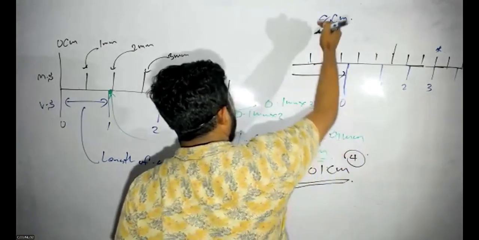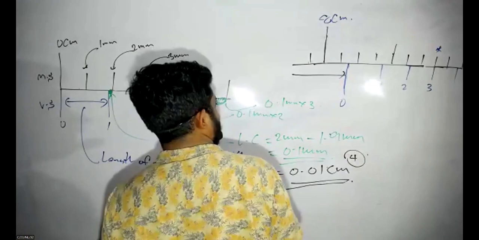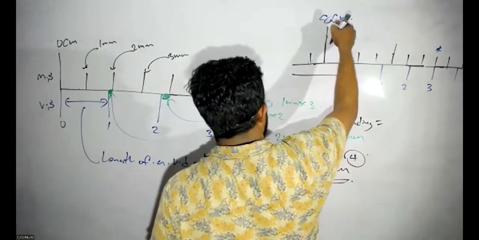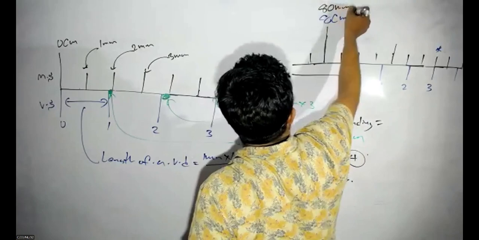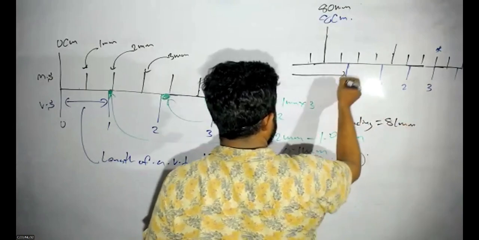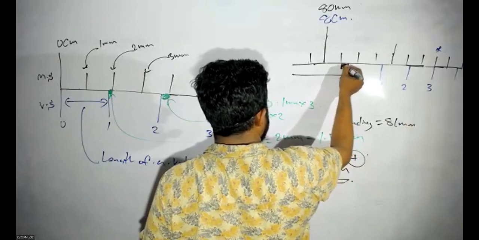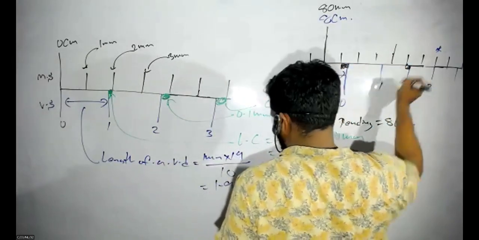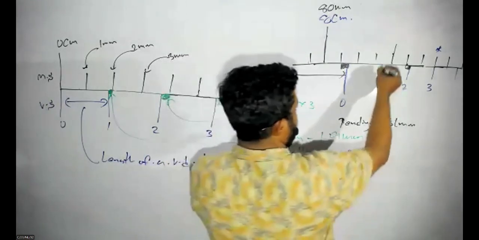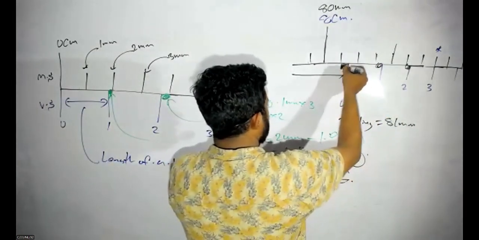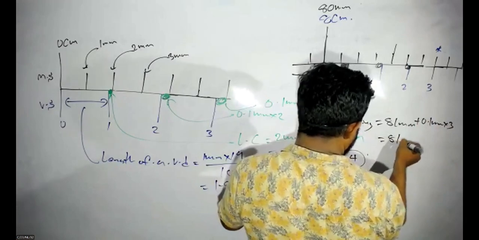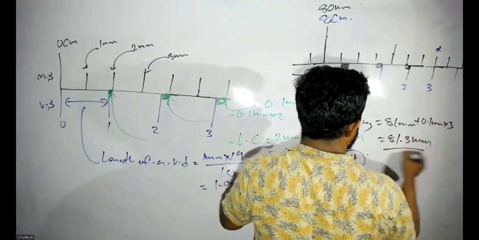You have to find the gap between main scale 0 and vernier scale 0. Reading is here 8 centimeter, that means 80 millimeter. Then you can obtain up to 81 millimeter by using the main scale. Then you need to find this unknown length by using the vernier scale. This first gap is 0.1 millimeter. Second gap is 0.1 millimeter into 2. This one is 0.1 millimeter into 3. Then the answer is 81.3 millimeter. This one is the answer.